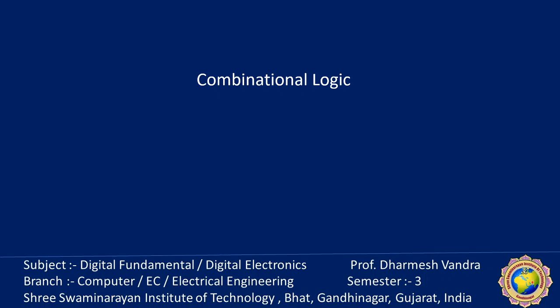A combinational circuit consists of logic gates whose output at any time is determined directly from the present combination of inputs, without regard to the previous input conditions. Suppose right now, at 10 seconds, the output is something according to the input condition, but at 15 seconds the input is changed, so the output is changed. Output depends only on the present value of input, not the previous value of input.